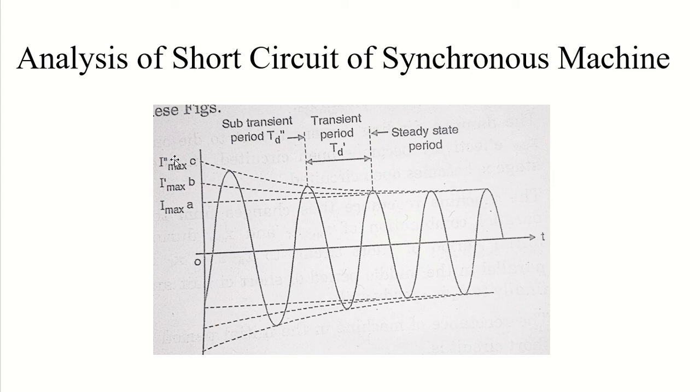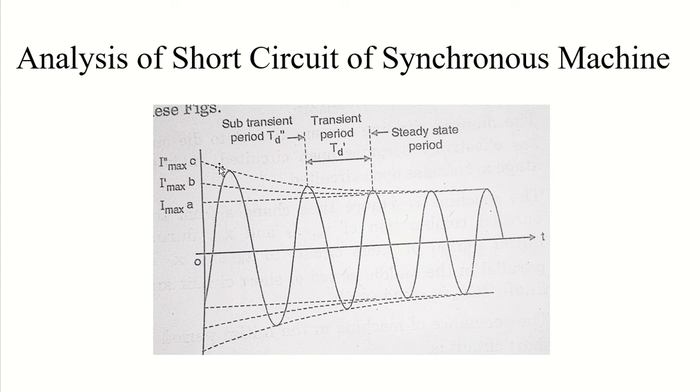After the completion of the transient period, what will happen? The short circuit current can be handled by your steady state reactance, and this period will be called the steady state period, and it will get settled in steady state. So the short circuit period can also be divided into three periods, just like we divided reactances. First will be the subtransient period. You can see this in here.